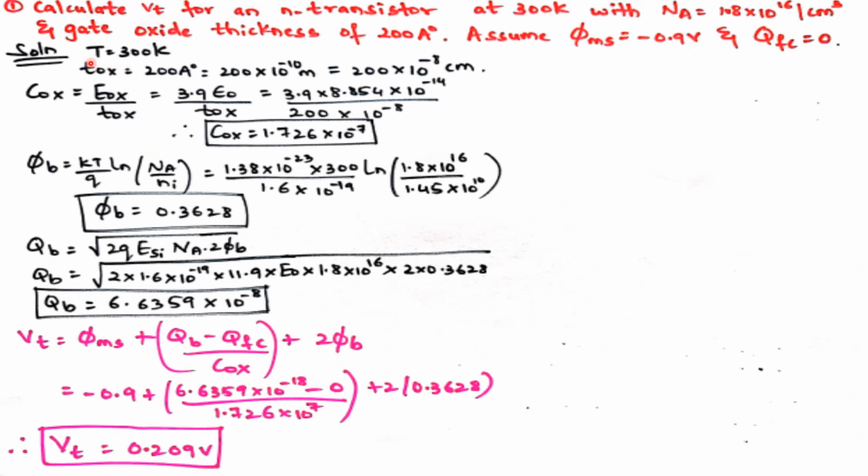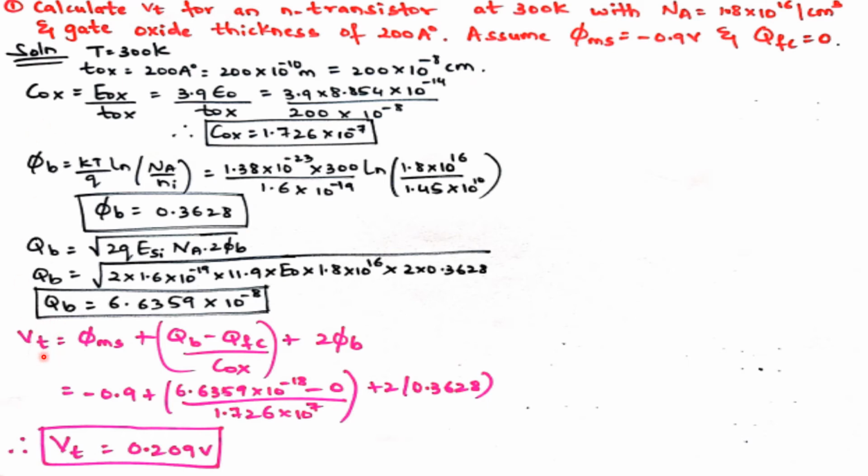So the given data is as follows. Temperature is given as 300 Kelvin and oxide thickness is 200 angstroms. So converting angstroms to meters will be 200 into 10 raised to minus 10 meter. 1 angstrom is 10 raised to minus 10 meter. Since doping concentration is in centimeters, so we'll convert all these meter into centimeter. So thickness will be 200 into 10 raised to minus 8 centimeters.